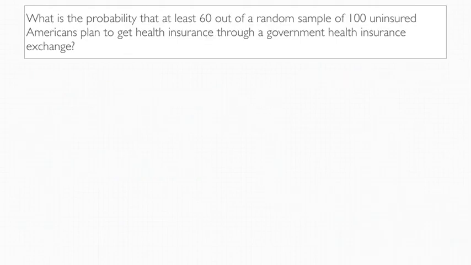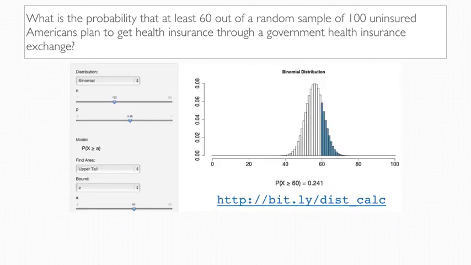Lastly, let's consider the following question. What is the probability that at least 60 out of a random sample of 100 uninsured Americans plan to get health insurance through a government health insurance exchange? Once again, we'll present a variety of ways of solving this, though you can really just pick one and stick with it. One approach is once again to use the applet. So let's take a look at how we could solve this question there.